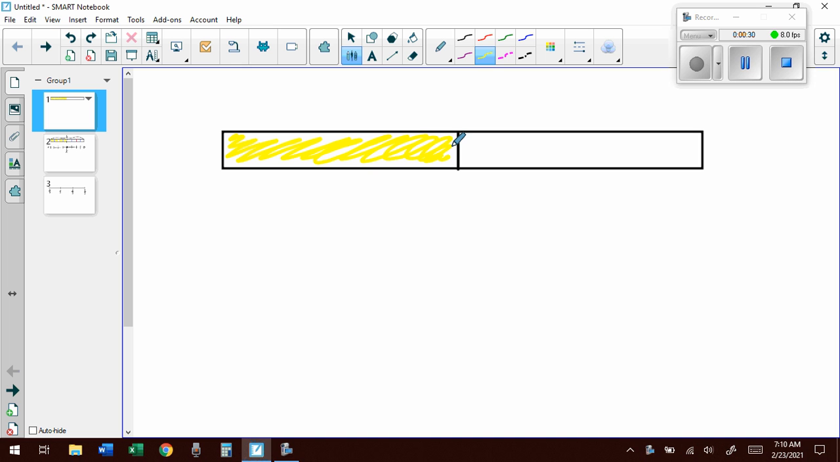What have I shaded in? If you said 1/2, you are correct. Now, I'm going to take the same tape diagram, and I'm going to partition this section in half and this section in half. Ooh. And I'm going to erase that one, and I'm going to try a little harder.